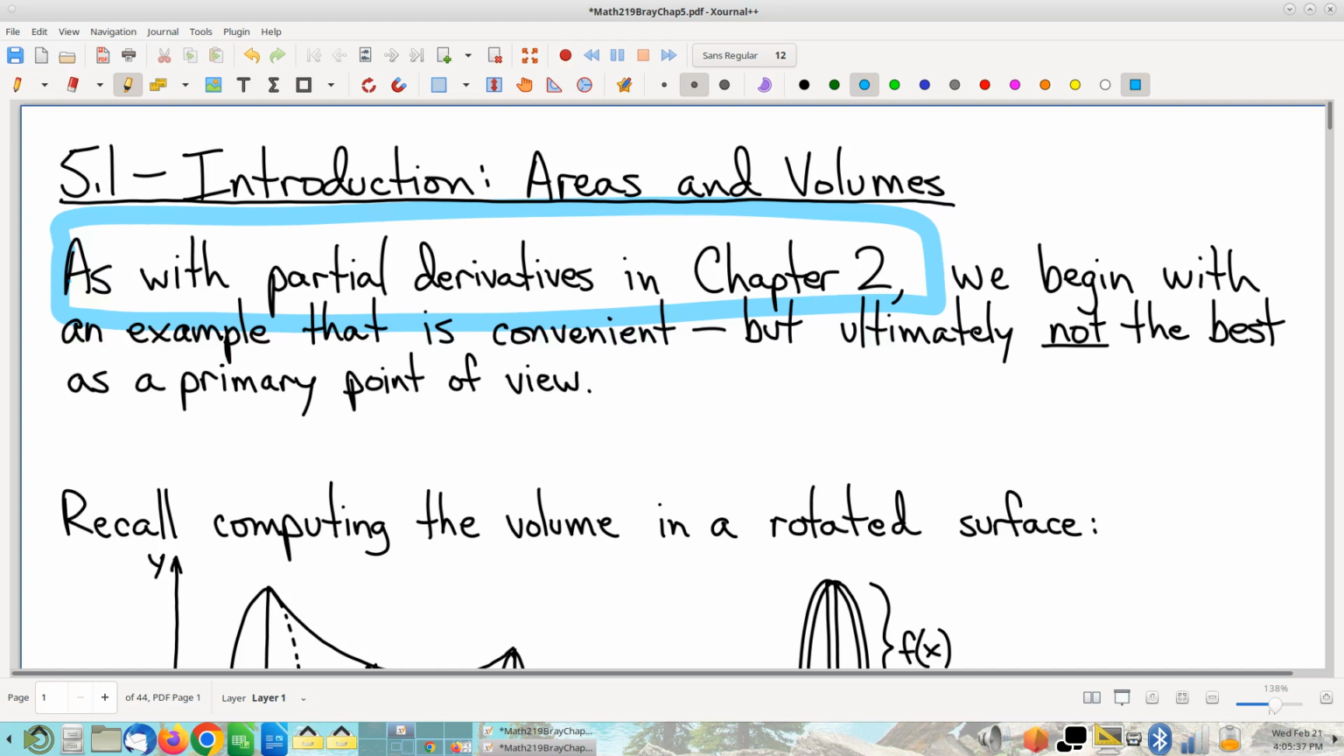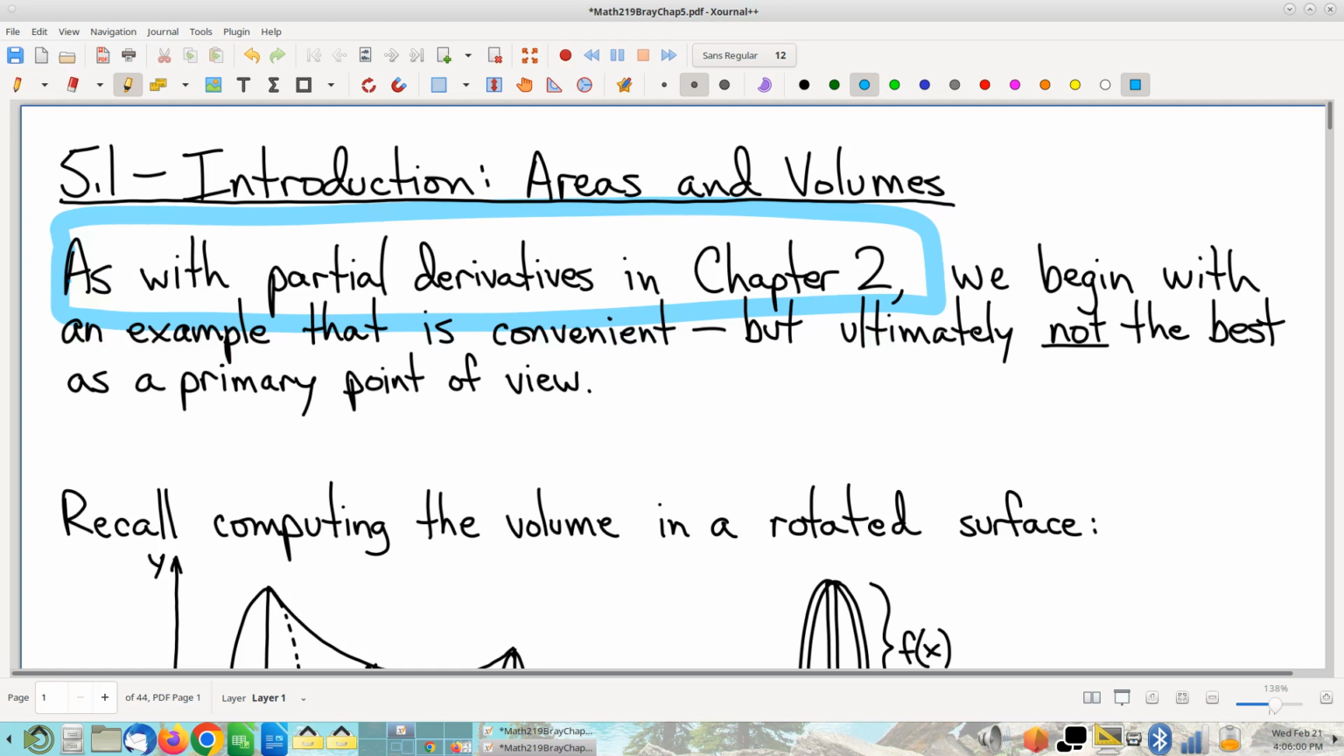So I gave you all a warning at the start of chapter 2. Yeah, we have to start with partial derivatives. It just makes more sense that way, but don't hang your hat on partial derivatives as being fundamentally what derivatives are, because they're not. This is a tool. They're convenient, but they're not the story.